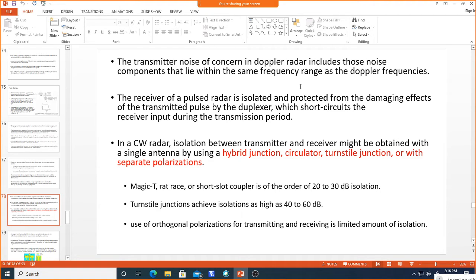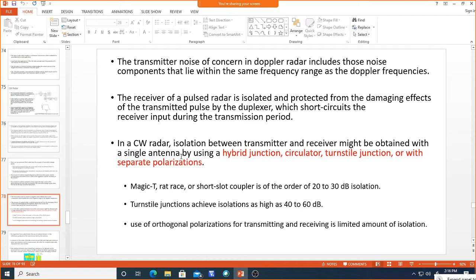For that we require a very precise narrow band filter which eliminates the noise near the Doppler frequencies. Now the receiver of a pulse radar is isolated and protected from the damaging effect of the transmitted pulse by a duplexer. This duplexer, which we have already seen, works on a time-share basis to transmit and receive the signal. Whenever it is transmitting, it short circuits the receiver, and during the transmission period there is no reception.